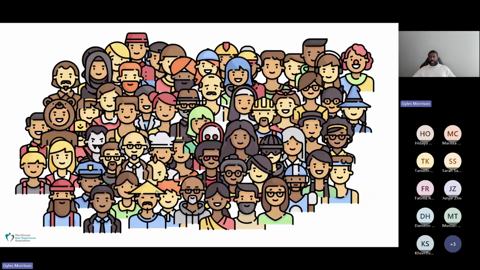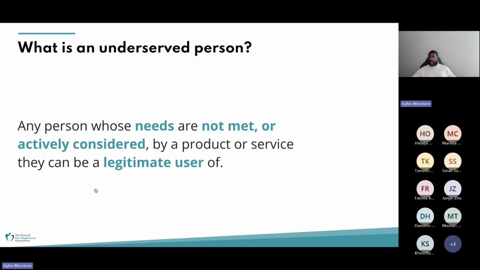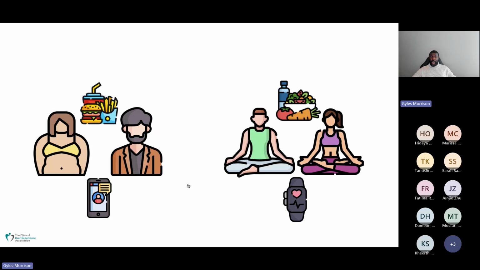But the truth is that anybody could be underserved, and it's not going to be obvious. And so with this, you've got to be thinking, is there any person whose needs are not met or actively considered by a product or service, even though they're legitimately supposed to be a user of it? So it's moving away from just targeting people who are overweight and just targeting people who are very healthy. There's going to be loads of people who are in between.